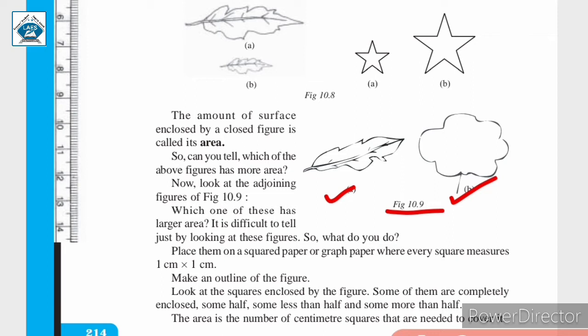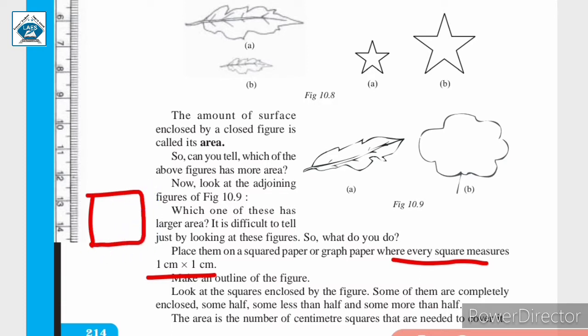So what we are going to do is place them on a squared paper or a graph paper where every square on that paper measures 1 centimeter by 1 centimeter. That is, if this is a square we are placing it on, there will be many such squares. We have seen a graph paper like this. So each square will have 1 centimeter as the length of one side. So all the four sides will be of 1 centimeter. So we are going to place them on a square paper like this in order to find out their areas.